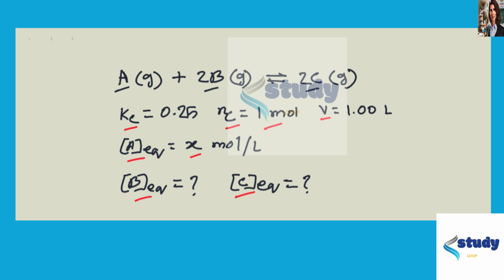Since we are not given the initial concentration of A and B, we can assume that we don't have any concentration of A and B initially, but we are given the number of moles of C at the initial point, which is 1 mole, and we know the volume of the reaction vessel. From these two values, we can find the initial concentration of C. The initial concentration of C will be number of moles over volume, that means 1 mole over 1 liter, and from here we get 1 mole per liter, or molar.